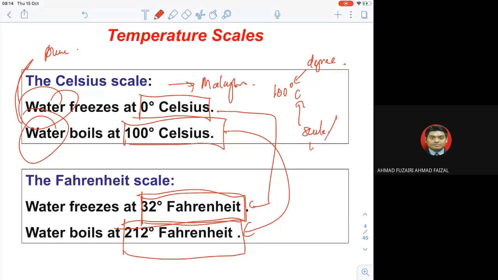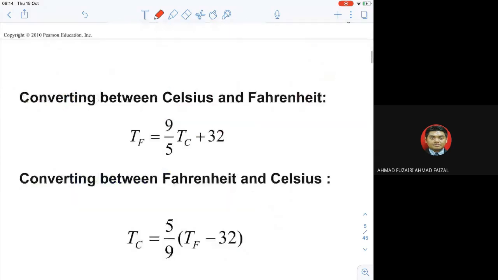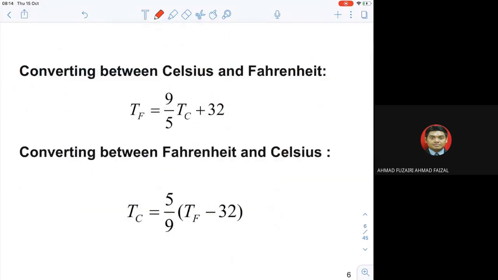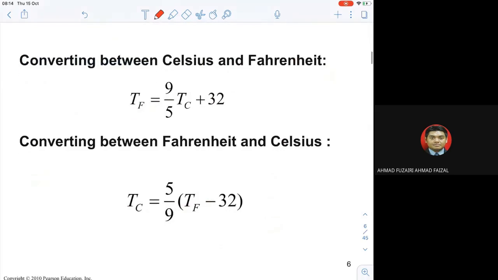And look how they present themselves. 32 degrees Fahrenheit is equivalent to 0 degrees Celsius. So there must be some conversions between Fahrenheit and Celsius scales. So how to convert between Celsius and Fahrenheit? Let's say you want to convert Celsius. Celsius normally will come in quite a smaller value unit.